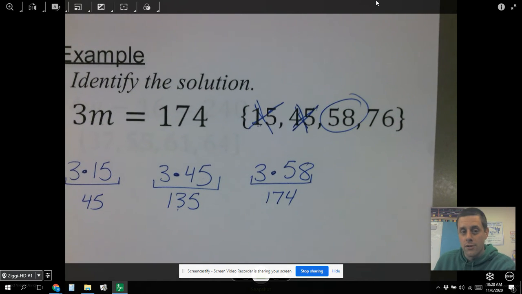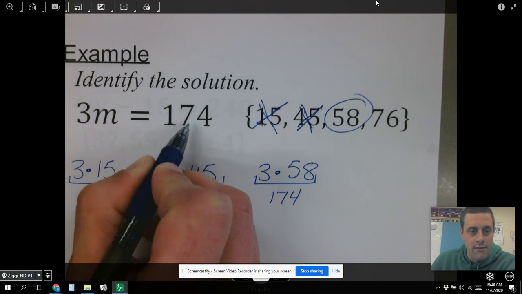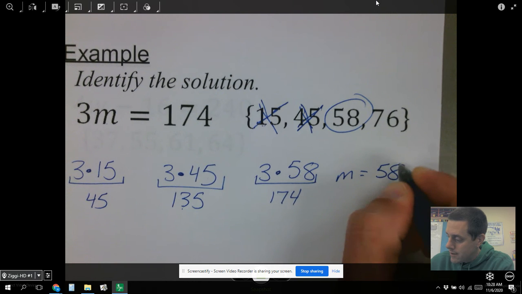So your final solution to this equation, the equation 3m equals 174, is true when m equals a value of 58.